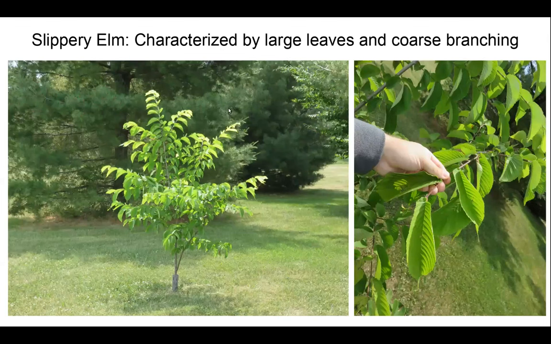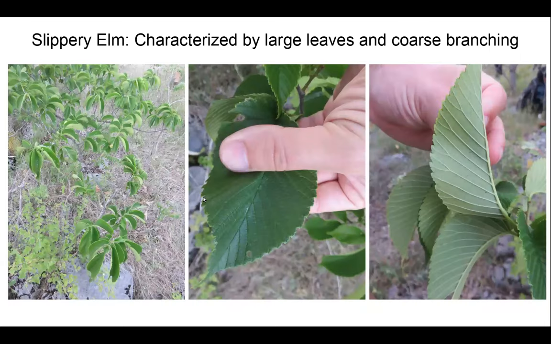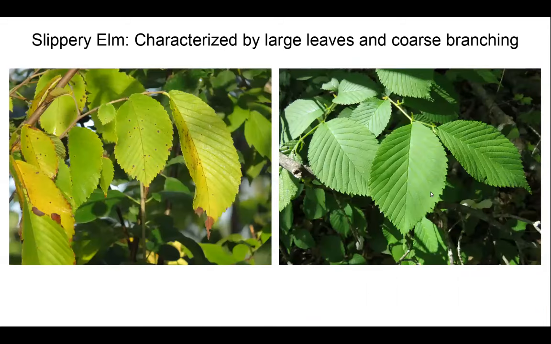Slippery elm is characterized by large leaves and coarse branching. Here's one that was planted at a park in Embrun, and just the leaves are, I'd say, pretty large. You can see my hand for comparison here. Often the leaves are folded and cut in half as well, especially on drier sites. That's a thing that we've observed, and I think some other authors have talked about. Here you can see the forking at the margin of the leaf, and relatively small teeth as well. And just two more typical examples of slippery elm leaves here.